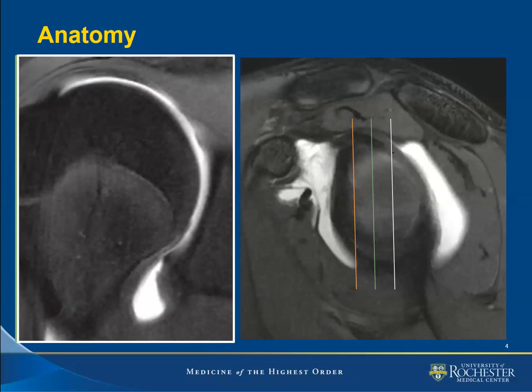Ideally, in the future, we'll do 3D imaging with thin slices, and this will allow for reconstructions in which we could create radial planes of imaging, where you can imagine slices that are cutting the labrum always perpendicular to the labrum, and this will allow for detection of labral tears more easily.